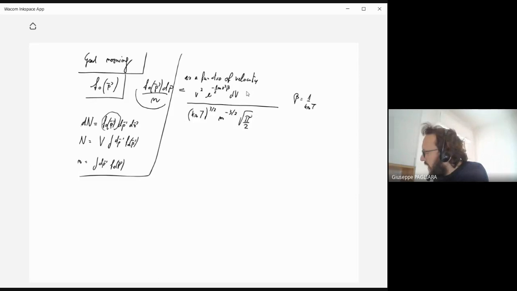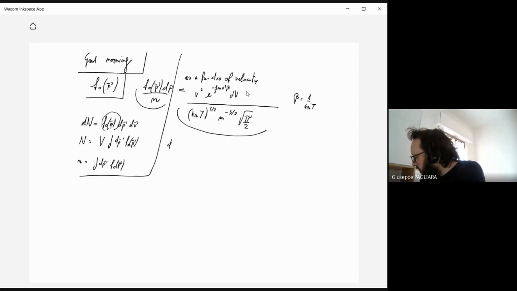Now, how did we obtain this distribution function? We basically assumed that dp in spherical coordinates was 4 pi p squared dp. Therefore, we have integrated over the solid angle, and so this holds true for a spherically symmetric system, so for spherical symmetry.